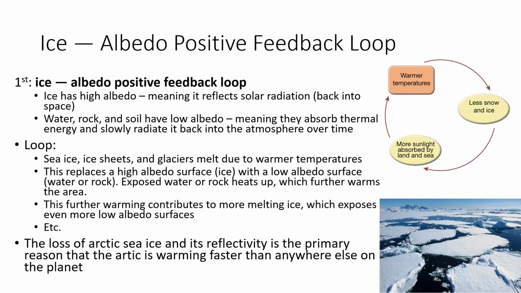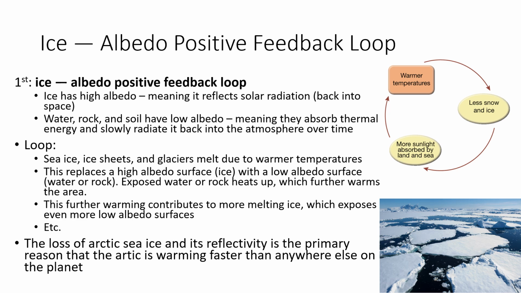So why is that important? It's important because of this feedback loop, the ice albedo positive feedback loop. Again, ice has a high albedo, snow has a high albedo, meaning that it reflects solar radiation back into space before it becomes absorbed by surfaces and before that visible light turns into infrared radiation, so before it turns into heat waves. Water, rock, and soil have low albedo, meaning that they're going to absorb thermal energy and slowly radiate out long wave radiation back into the atmosphere. And that long wave radiation is what is absorbed by greenhouse gases.